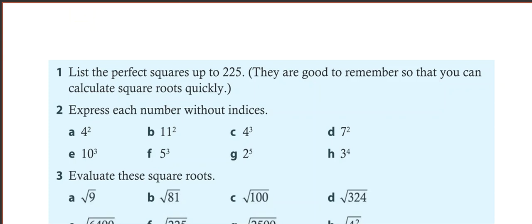It says list the perfect squares up to 225. They are good to remember so that you can calculate square roots quickly. Tell me what they are. 1, 4, 9, 16. They're on the wall. So the perfect squares are another name for the square numbers.